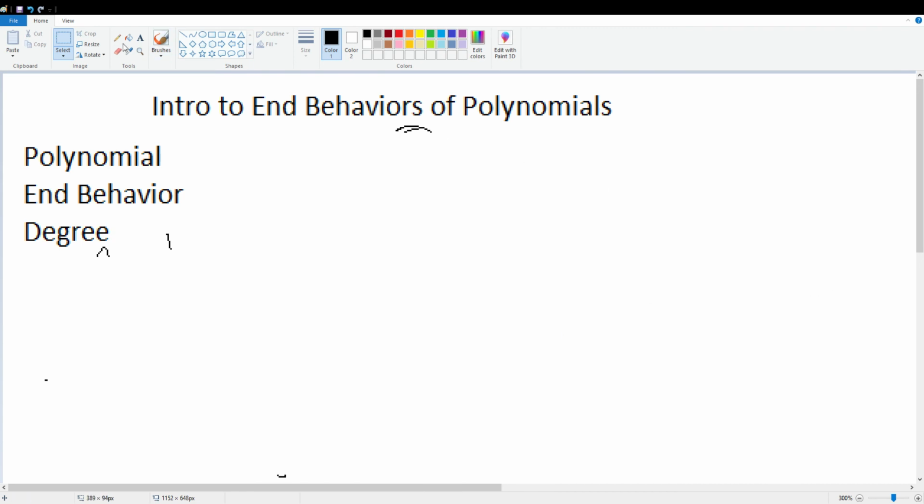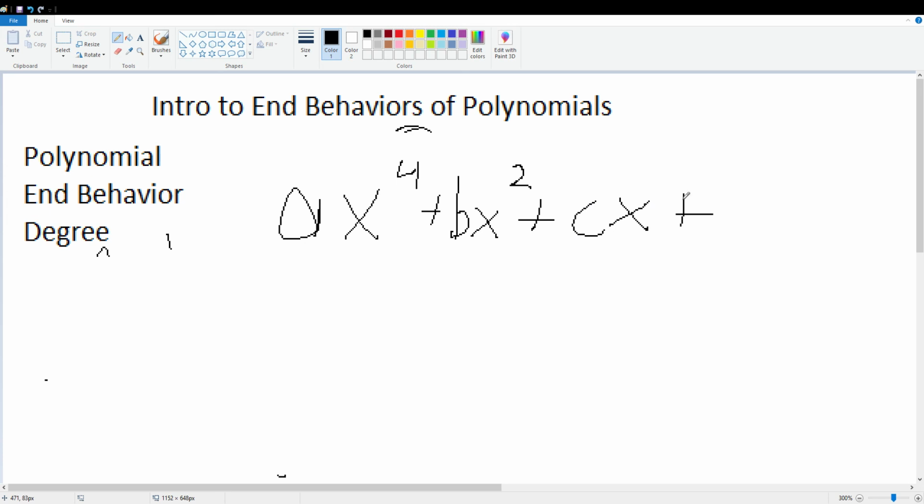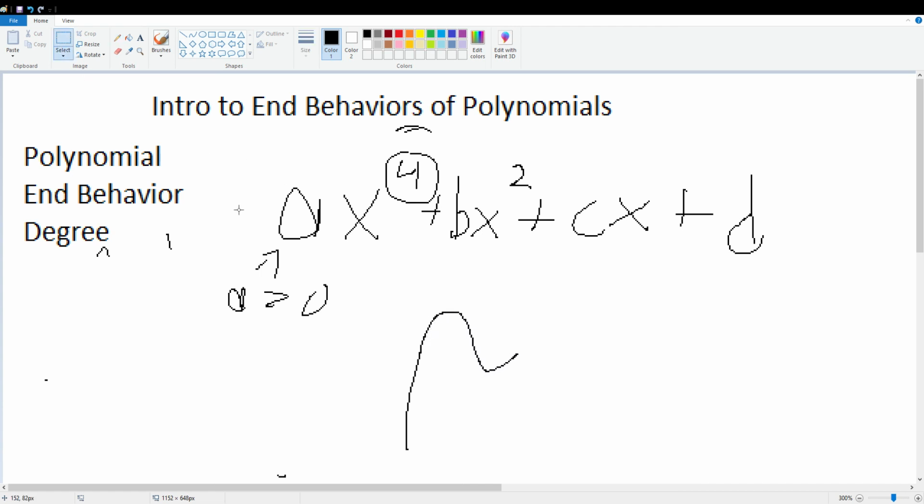So let's use a of x to the 4th plus b of x to the 3rd plus c of x plus d. Again, degree, it's even. Let's just assume that a would be greater than 1. So what this would look like is that it would look kinda, oh wait, nope, my bad. This would look kinda like a W, essentially.